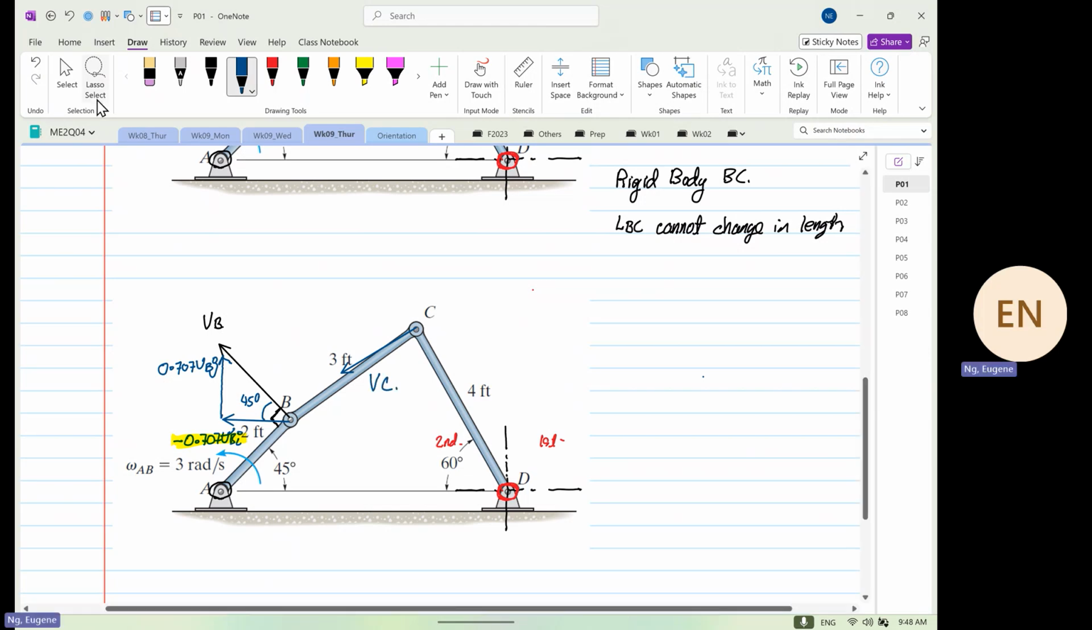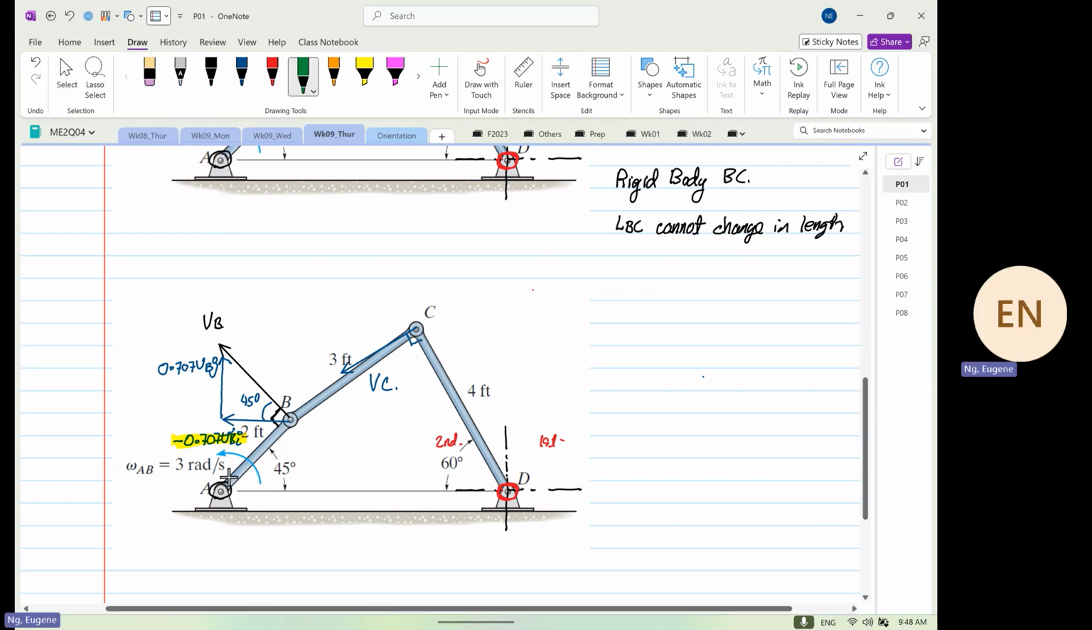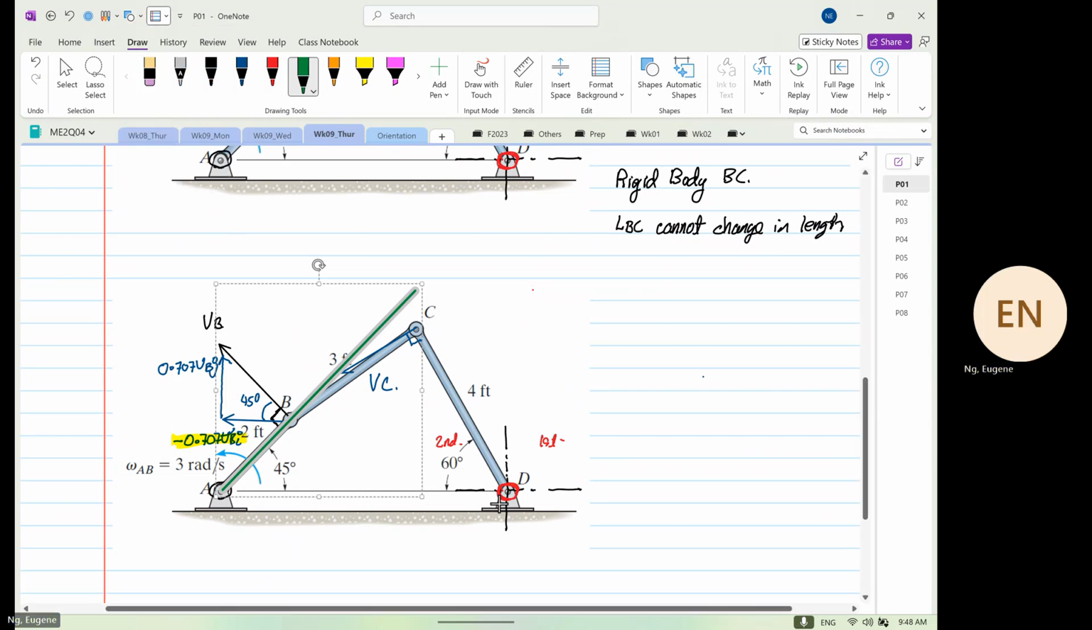From here, we know that this is 90 degrees. And then we can apply our instantaneous center. So applying the instantaneous center, this thing will go up to here. And on our instantaneous center again, this is 90 degrees, this is 90 degrees. So now we have our instantaneous center.